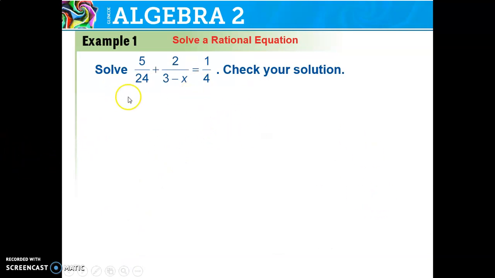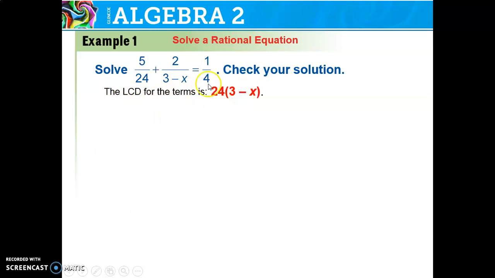If you'll notice here, we also need to check our solution. If you notice here, we have fractions. 5/24 plus 2/(3 minus x) equals 1/4. We want to eliminate the fractions by multiplying through by the least common denominator. What's the least common denominator of these three denominators?